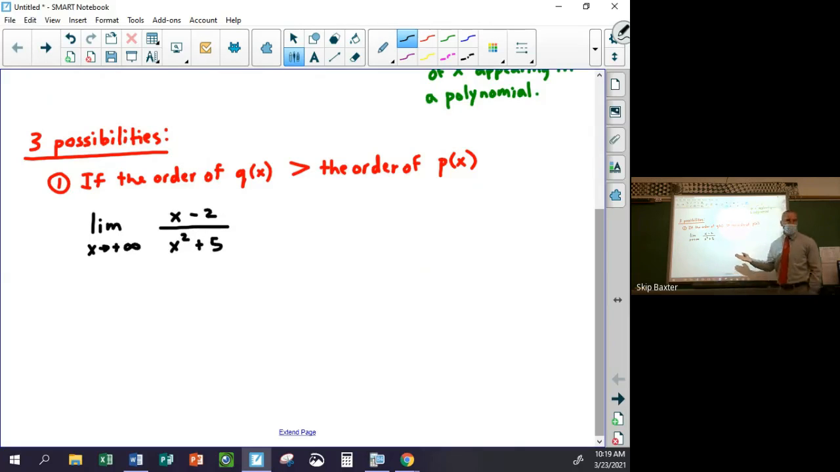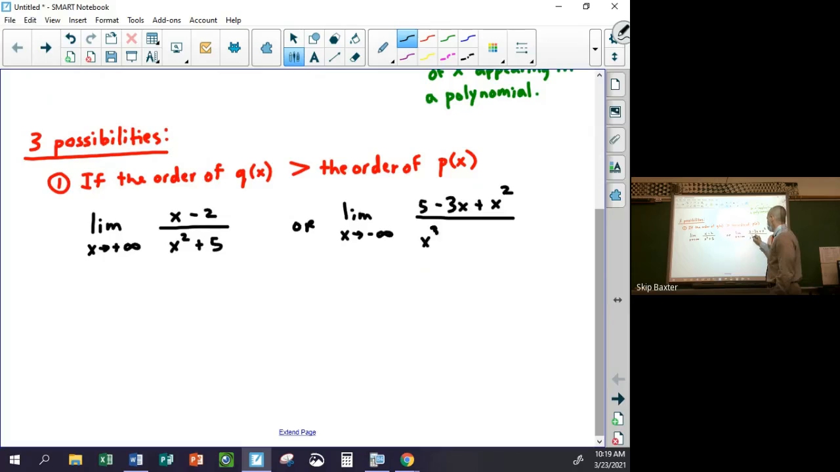The bottom has a bigger power than the top, right? Or maybe it's the limit as x goes to negative infinity of 5 minus 3x plus x squared over x cubed minus 2x plus 7. Same thing. The bottom is bigger than the top, right? All we care about is the exponent of the highest power term. Okay, so 2 and 3, 3 is bigger. Up here you have 1 and 2, 2 is bigger.